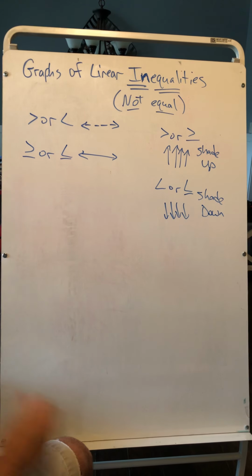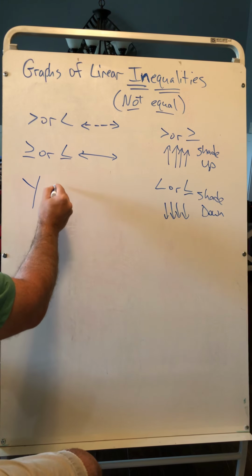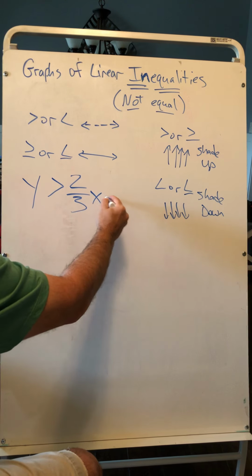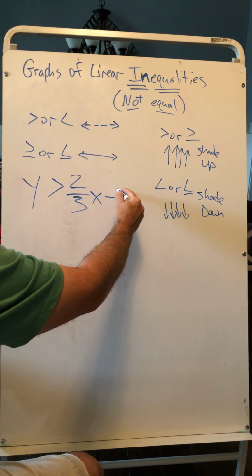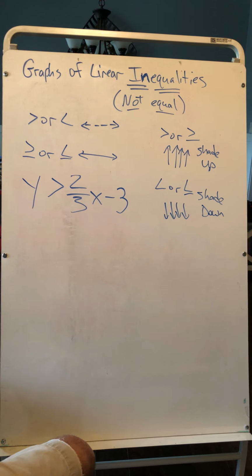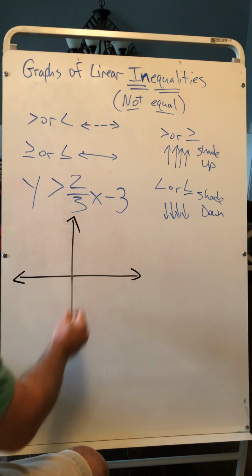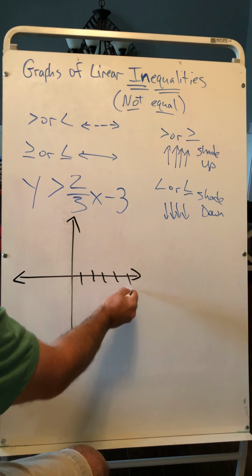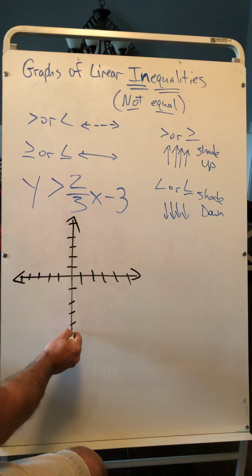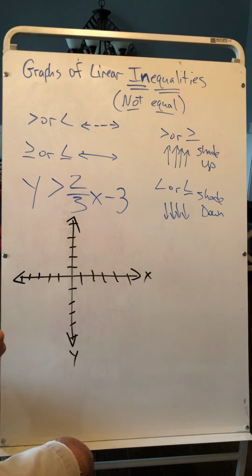Okay, so your problem is going to be y is greater than 2/3 x minus 3. So I'm going to draw my graph just like I've been doing. 5 places every direction. 1, 2, 3, 4, 5. This is my x. This is my y.